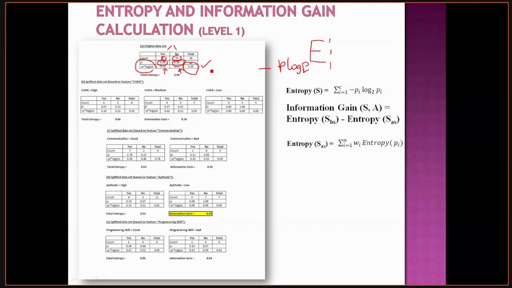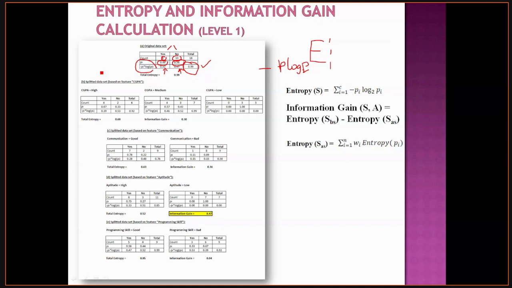Now, this is my original data set entropy. And entropy, if you are aware of it, in its information theoretic interpretation, reflects the amount of variability, or the amount of lack of predictability. So this is my entropy.